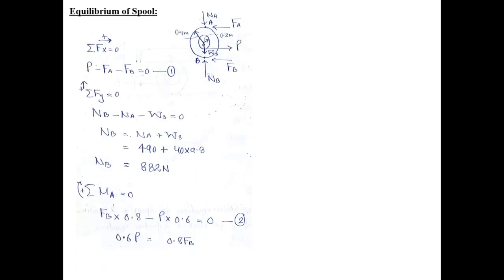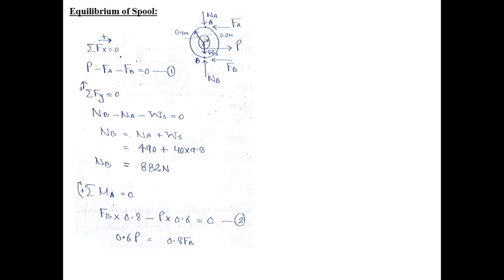Now the next point is to consider the equilibrium of the spool. So let us redraw the spool here and show all the known and unknown forces acting on the spool, right? This force P has a tendency of moving the spool in the positive direction. That is why Fa and Fb are shown in the reverse direction.